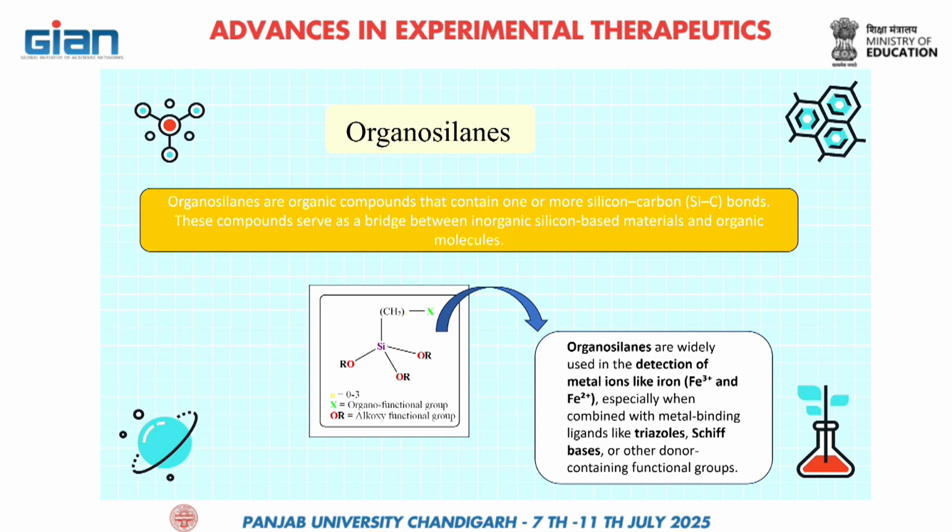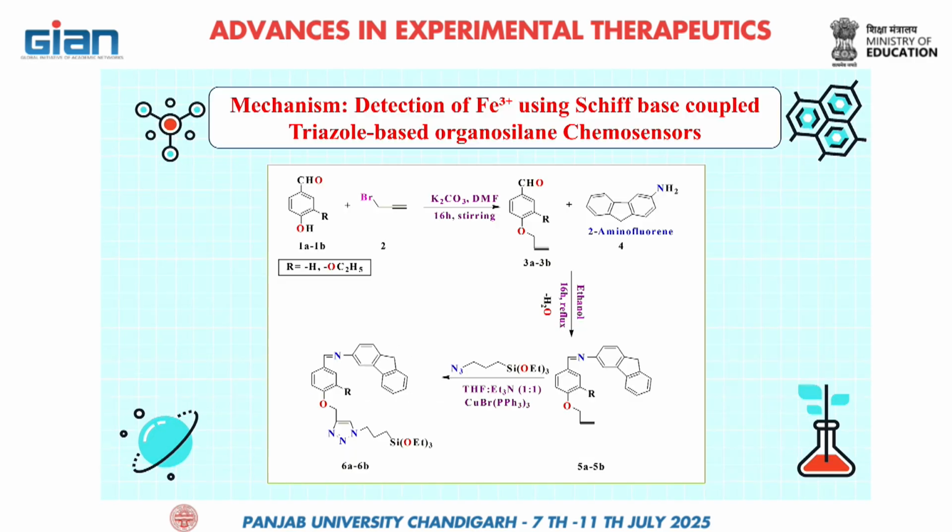Organosilanes are basically a bond between carbon and silicon. They are widely used in the detection of metal ions like iron when combined with metal binding ligands like triazole, Schiff bases or other donor containing functional groups.